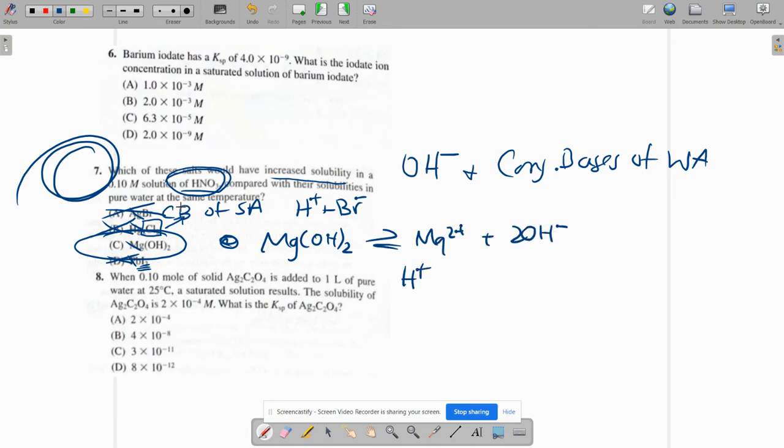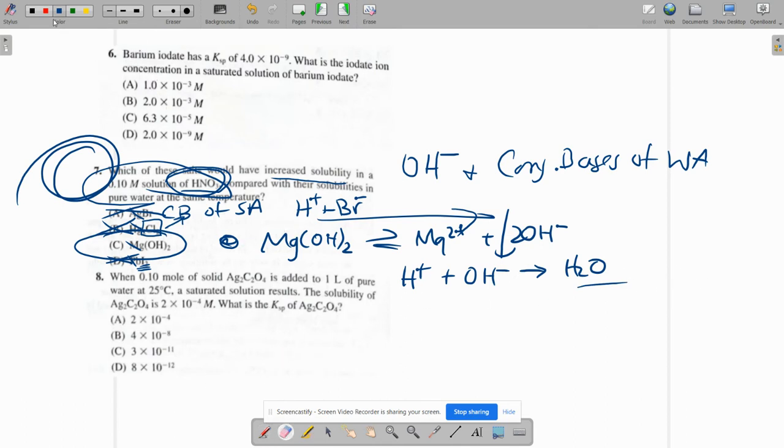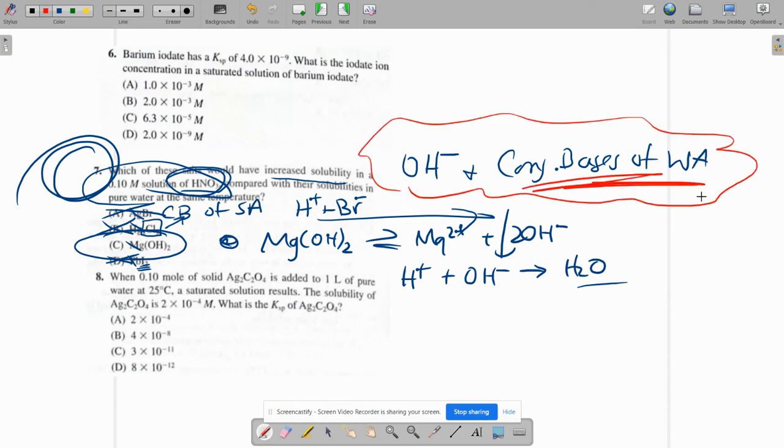Okay, and when you add that H plus from this acid, lowering the pH, it's going to interact with the OH minus. That's going to lower the OH minus, and it's going to shift the equilibrium forward. And by the way, I should finish that: the OH minus reacts with the H plus to make water. So then it's going to become more soluble. All right, so again, take home message: make sure you look for salts that have OH minus and conjugate bases of weak acids. They will be more soluble in acidic conditions. Okay, so they're affected by pH. Good. All right, so that's a good one.